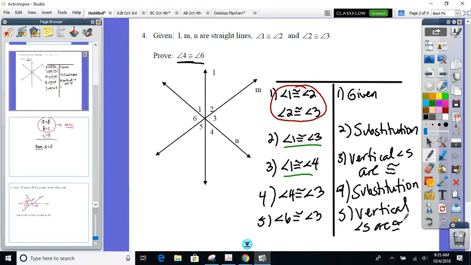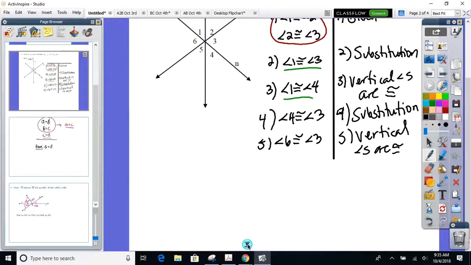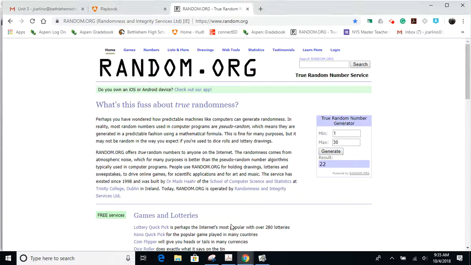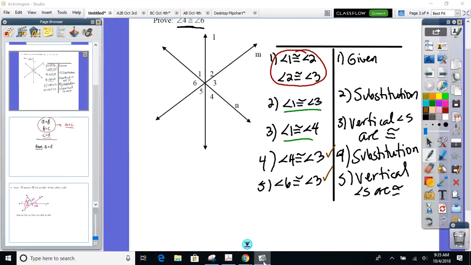And it does not have to be in this order. I'm just trying to drive home the point that you need more than one substitution here. All right, can you guys use those two now? 4 is congruent to 3, 6 is congruent to 3. Where do you end up? How? Substitution. So how many times did I actually have to substitute in this proof? 3 times.